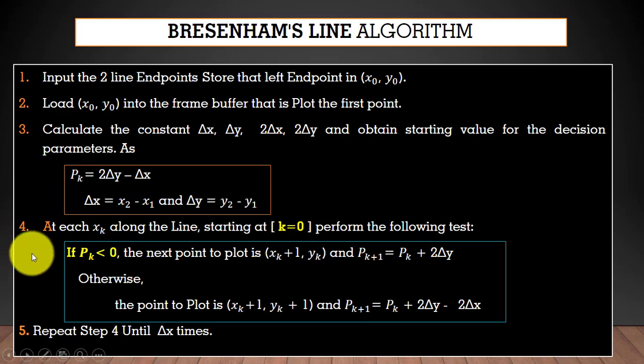Then in step 4, we will check whether the decision parameter value is less than 0 or not. If this condition is true, then we will plot the point using this equation, else we will use this equation to plot the point, and we will increment the value of the decision parameter using this equation. And we will repeat step 4 delta x times.